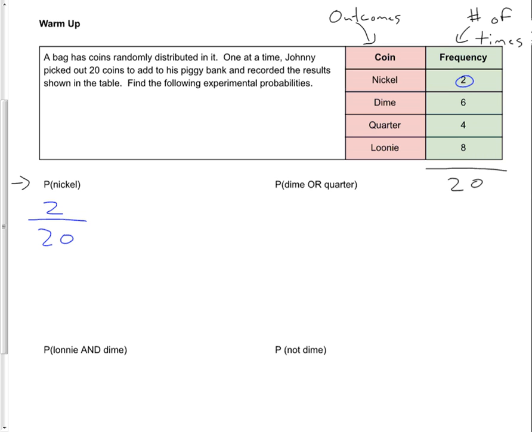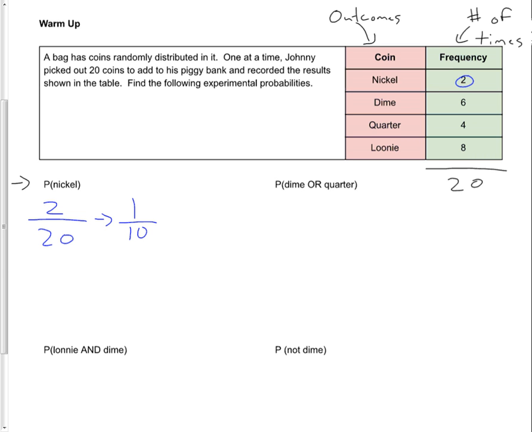We want to also make sure that we can keep this fraction in lowest terms. Both 2 and 20 are even numbers, which means they're both divisible by 2. So we're going to divide both the top and the bottom number by 2 in order to figure out this fraction in lowest terms. 2 divided by 2 is 1, and 20 divided by 2 is 10. So the fraction in lowest terms is 1/10.